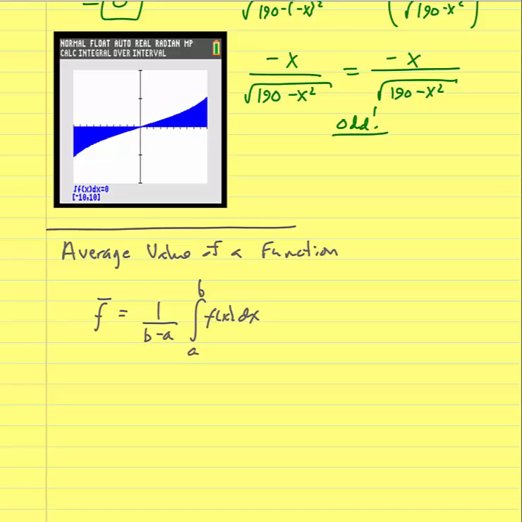Let's go ahead and look at an example, and we'll also look at this graphically, finding the average value of a function. So let's go ahead and find the average value of the function. Let's do something a little different, not just a polynomial. Let's do f of x equals 1 over the square root of 2x, and let's do this on the interval from 1 to 25.